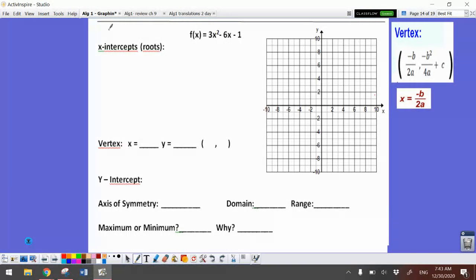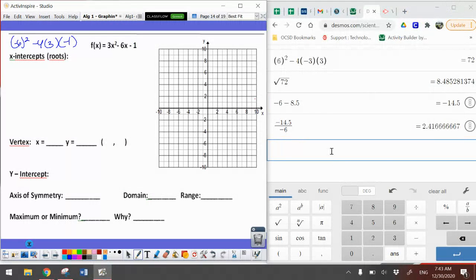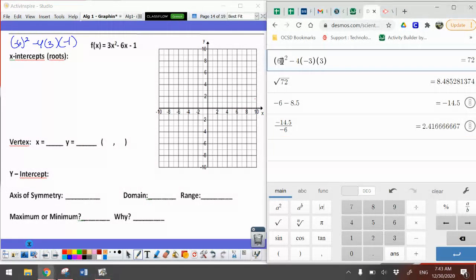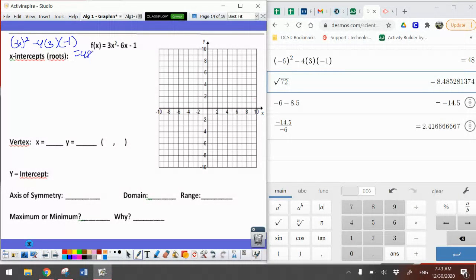Okay, let's do b squared minus 4ac. So I have a -6, a +3, and a -1. So I'm going to go back up here to this one, throw in a -6. I have my 4. I need to make that a 3, and this a -1. So you can see I have 48 this time. Okay, so that's 48. That means I have 2 roots, so I need to find them.